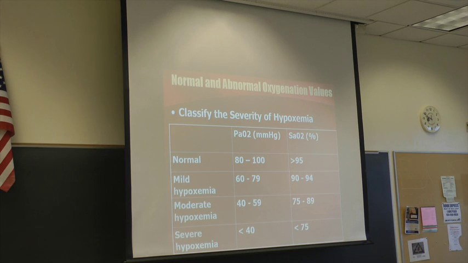Moderate hypoxemia, 40 to 59. Isn't that amazing that you can have a PaO2 of 40 and that's only considered moderate hypoxemia? I would think 40 is pretty severe. So it's only severe when it's less than 40. So this oxygen saturation would be less than 75%, and that would be arterial blood. So that's pretty low.